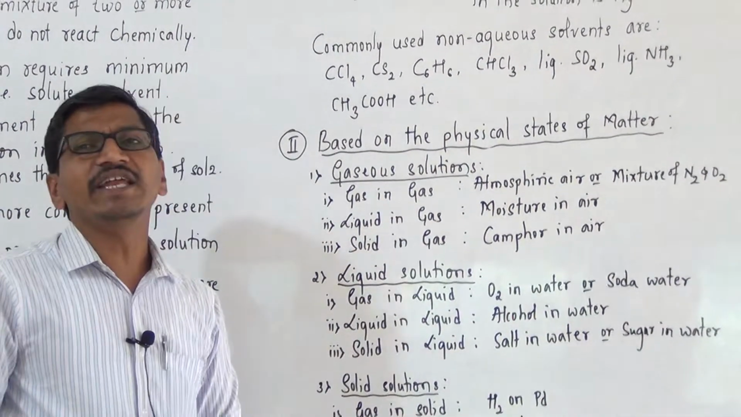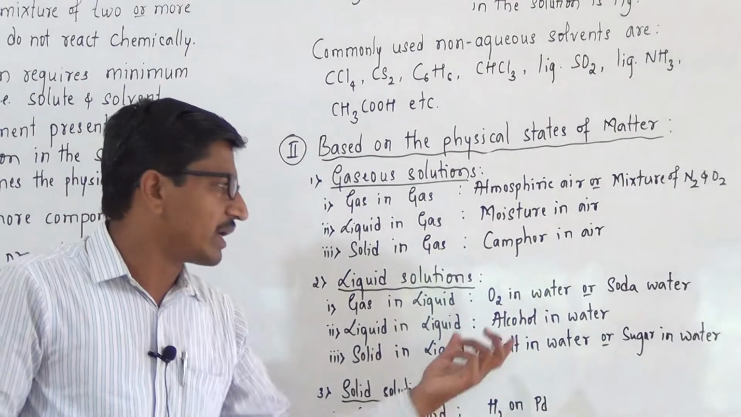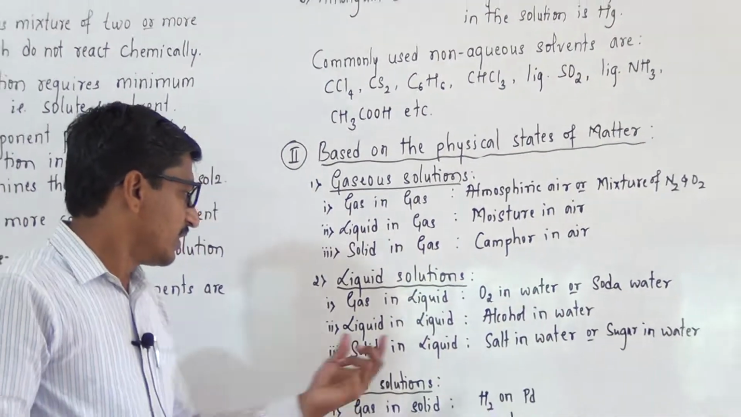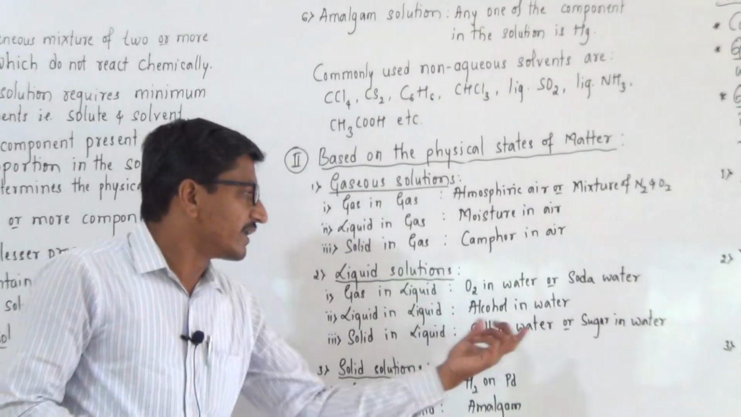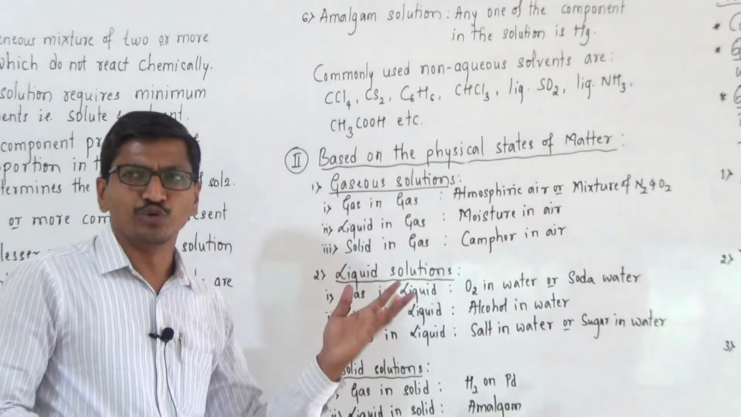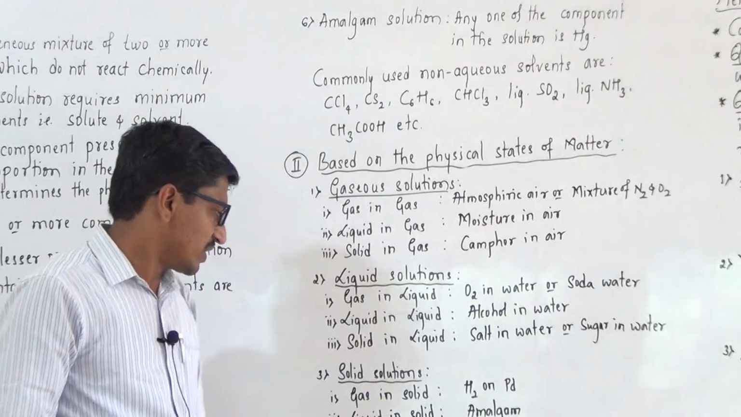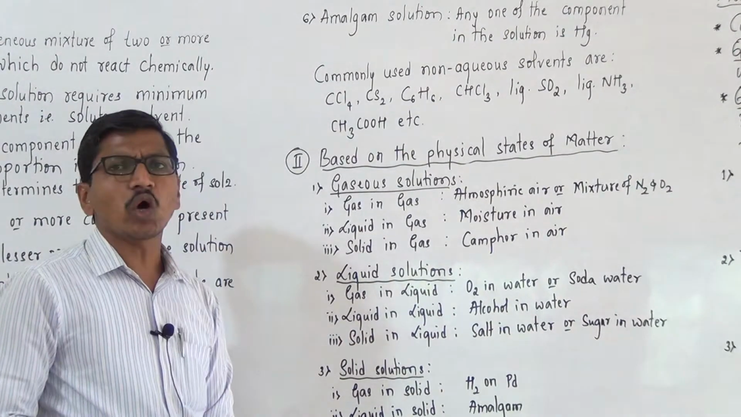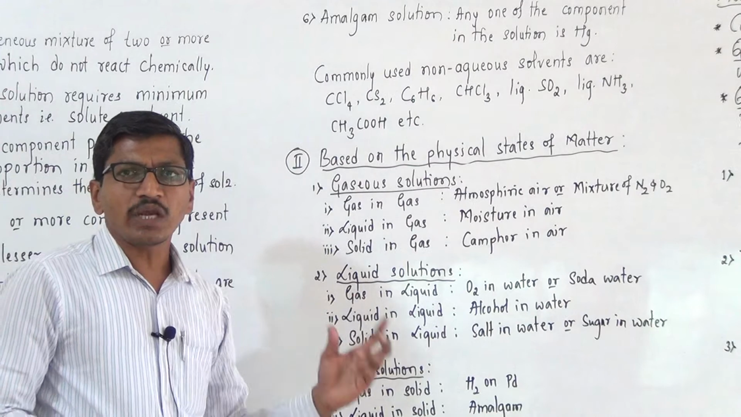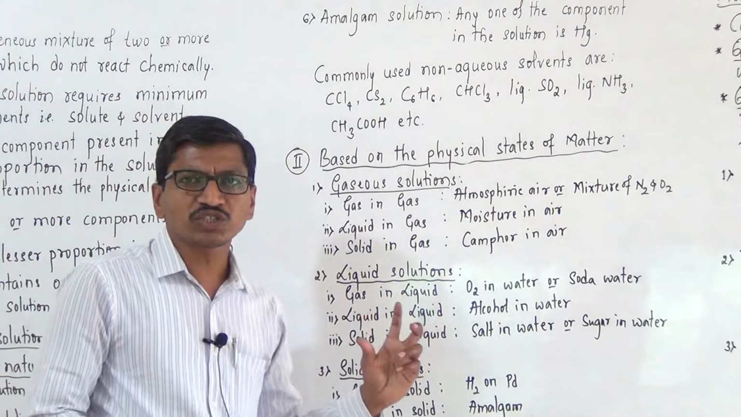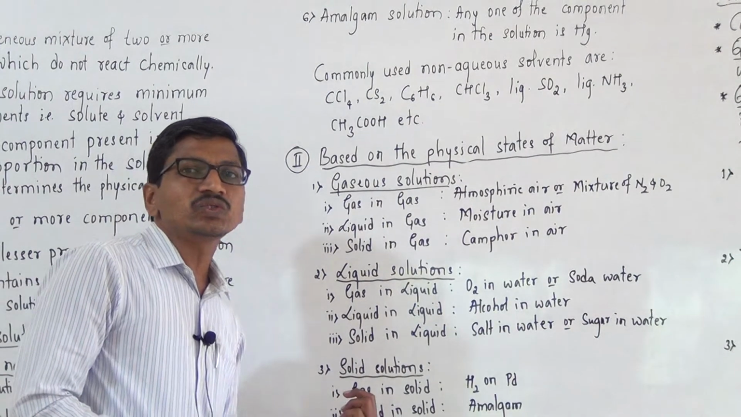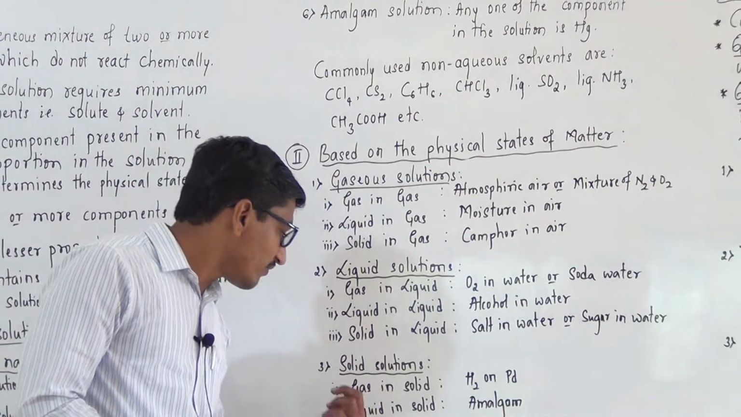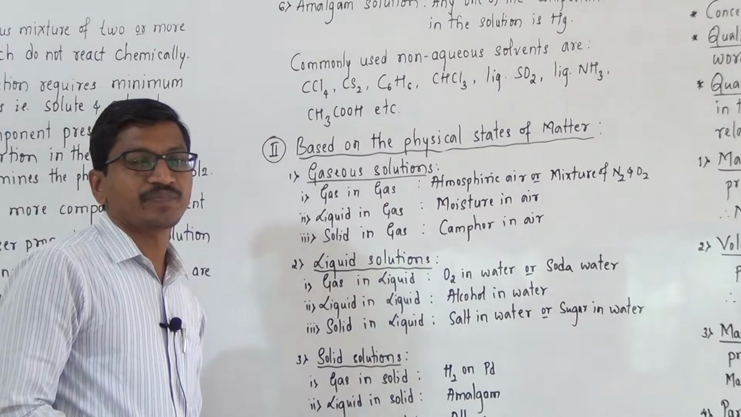Next one is liquid in liquid. Example is alcohol in water. Third one is solid in liquid. Salt in water, sugar in water or urea in water are the examples. Next one is solid solutions. Solid solutions are those in which the solvent is solid and the solutes are either gas, liquid or solid.